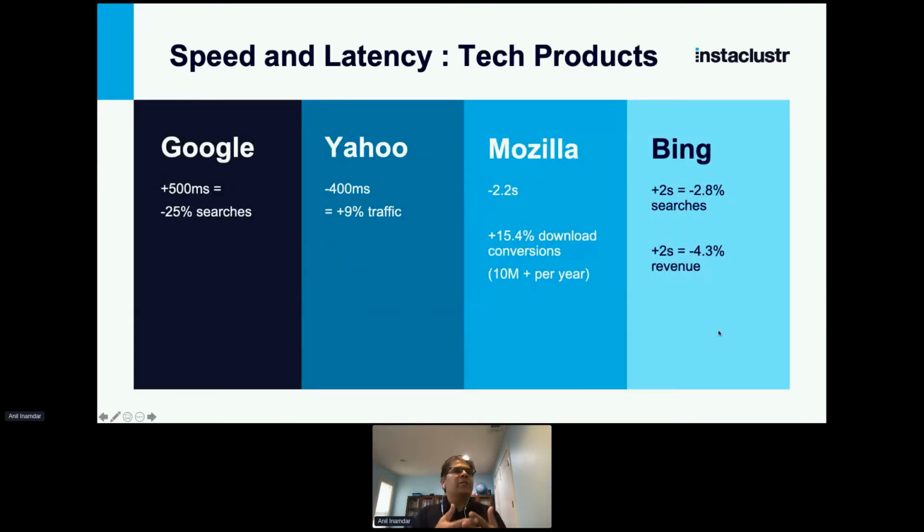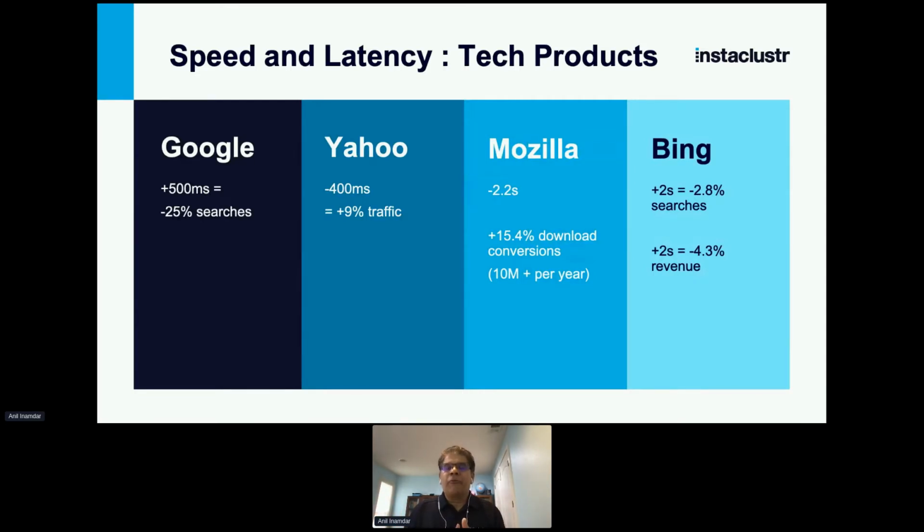Again, similar speed and latency in technology products. Google found that adding 500 milliseconds to a search page load decreased searches by 25%. Yahoo found that removing 400 milliseconds of delay to their pages increased traffic by 9%. So these are all significant gains or decreases. Bing found that adding 2,000 milliseconds of delay to search caused a decrease in searches of 2.8% and a decrease in revenue of 4.3%.